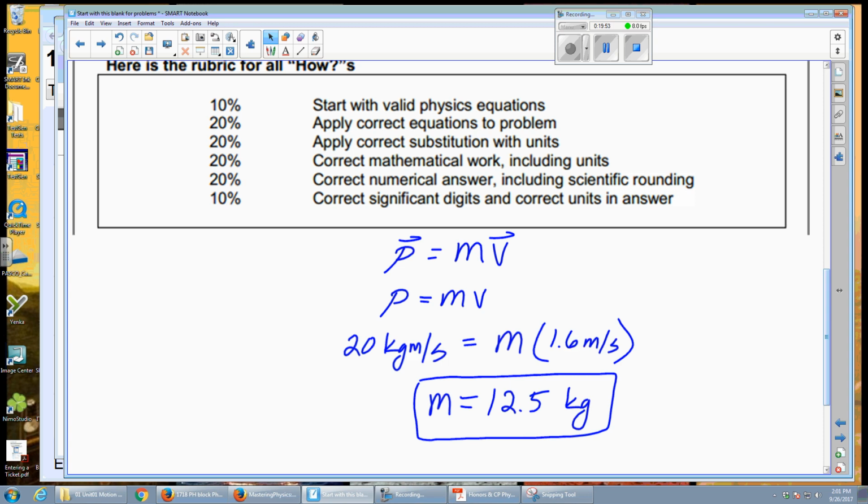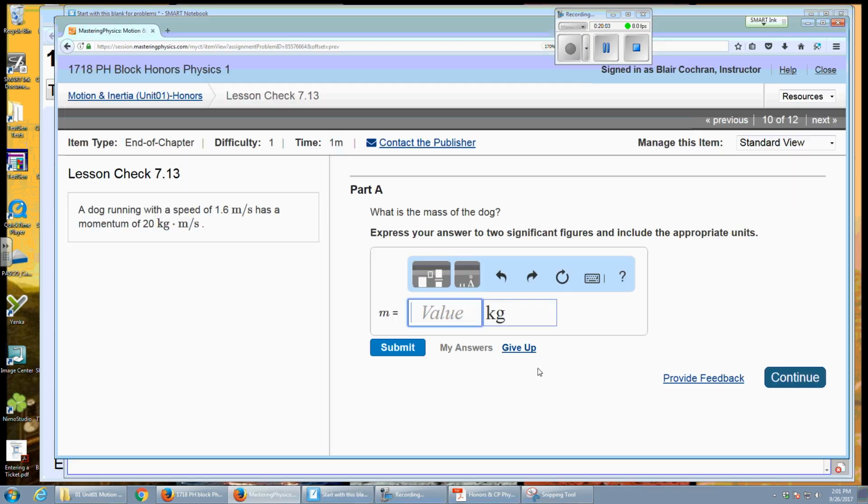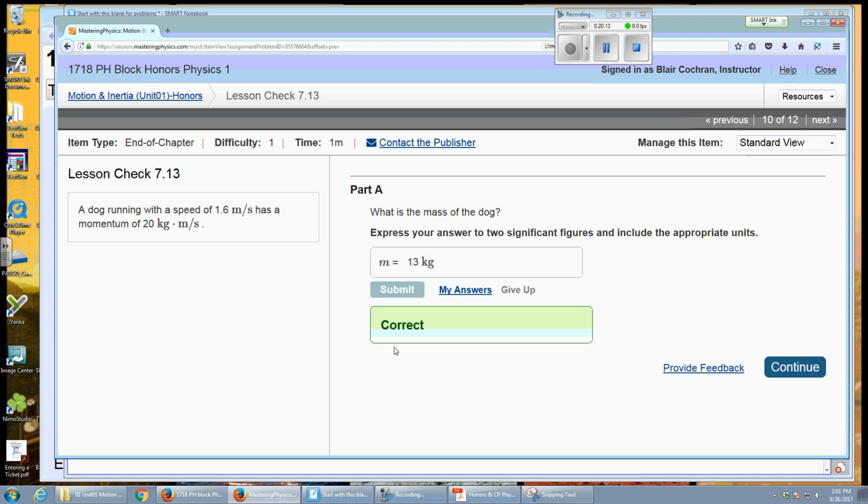Now, this is where, again, another feature of this program I'm not in love with. They want 2 sig figs, including appropriate units. And knowing them, they want me to round up rather than rounding to the evens, which I should do. Yep, that's what they wanted. So they wanted 13, because it wasn't written by physicists, these problems, unfortunately.